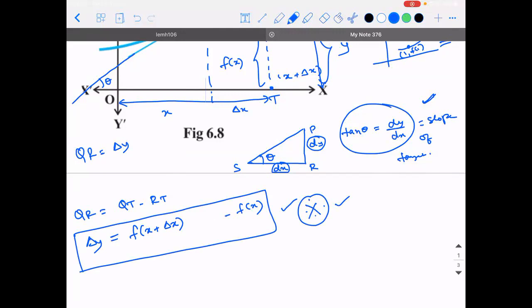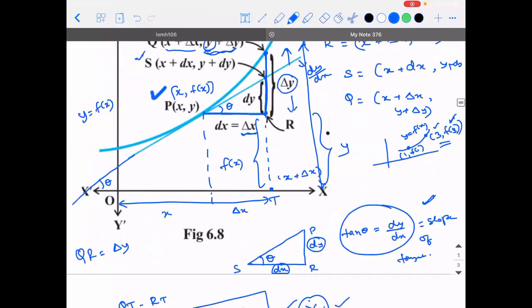If there is anything you want me to repeat, please tell me. Could you show the diagram one second? Sure.